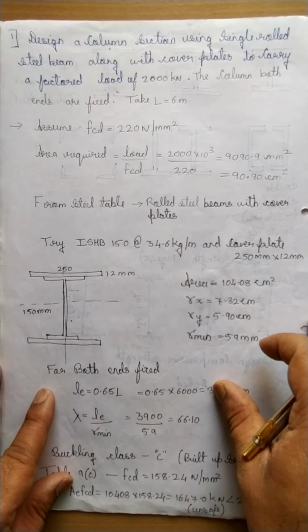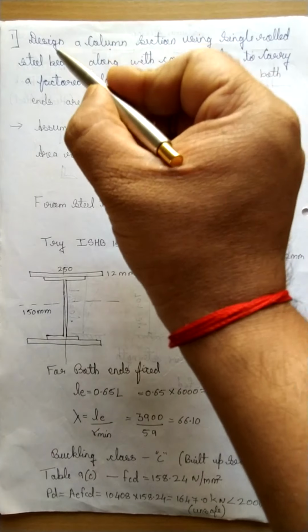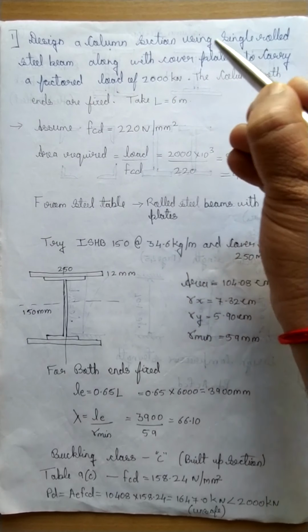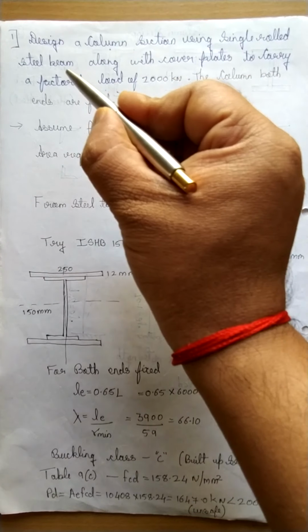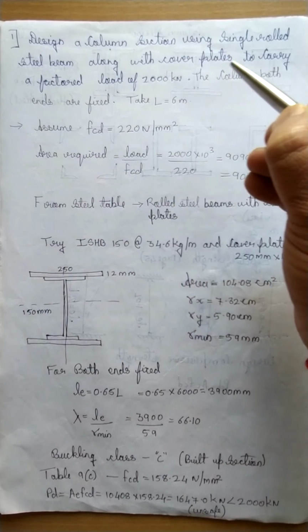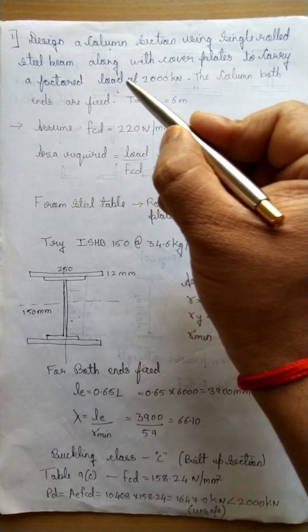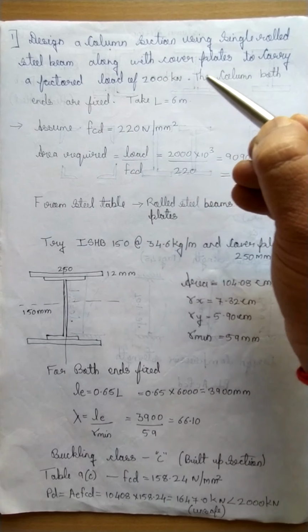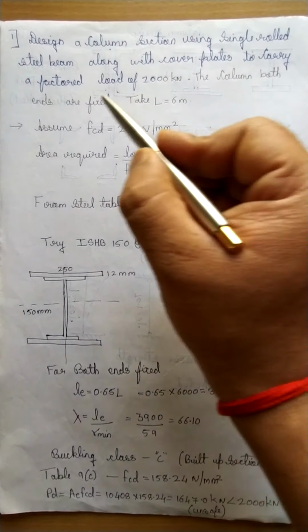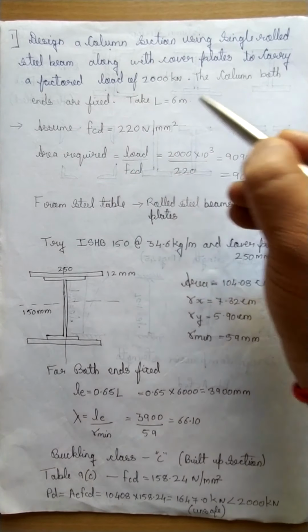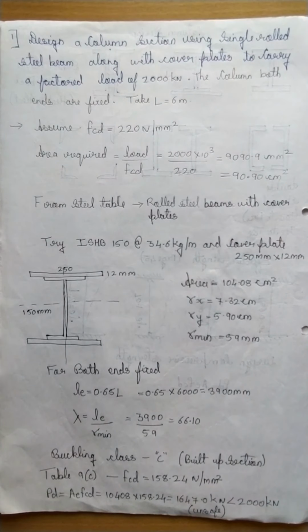So let us see. Here the question is: design a column section using a single rolled steel beam along with cover plates to carry a factored load of 2000 kN. The column ends, both ends, are fixed. Take L equal to 6 meters.